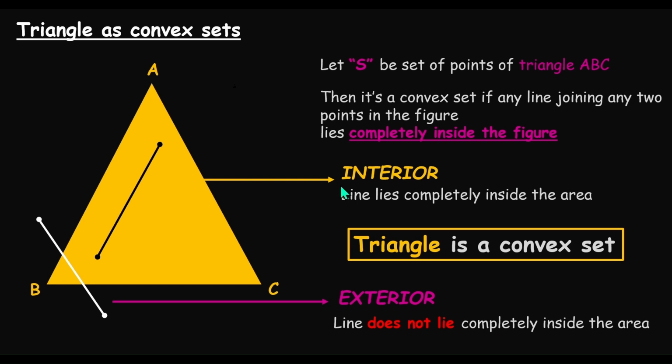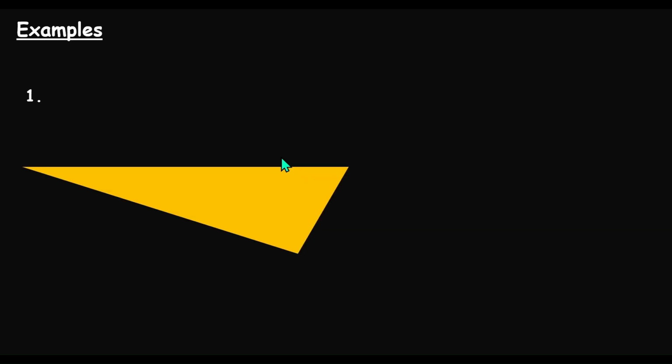Now let's take some examples, to see whether only some types of triangles are convex sets or whether it's a general rule for all types of triangles. So let's take some examples. Let's take a weird looking triangle like this and let's call it ABC. And let's see whether even this is a convex set or not.